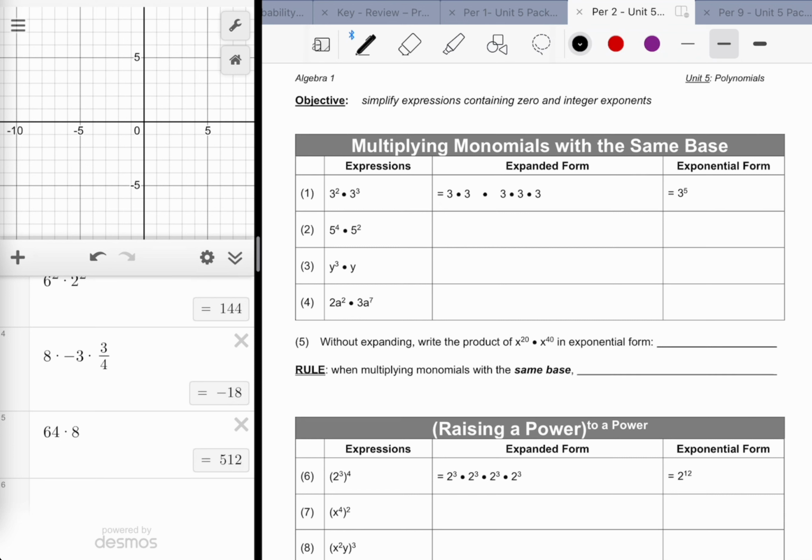Multiplying monomials with the same base. All right, so let me just jot down at the top here the general structure of a monomial. If we say a times b to the c, a is the coefficient, b is the base, c is the exponent.